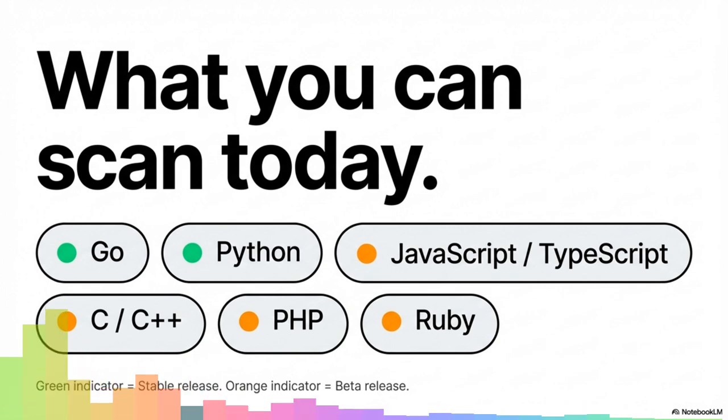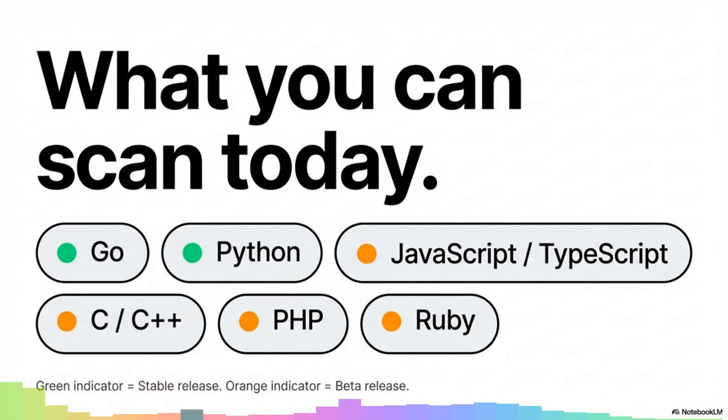Now, regarding applicability, the underlying syntax of the code base dictates how effectively an LLM can parse and exploit it. Right, it doesn't just magically understand everything equally. No. The compatibility chart provided in the documentation categorizes Go and Python as highly stable and fully supported right now. And the beta tier includes JavaScript and TypeScript, C and C++, Swift, PHP, and Ruby.